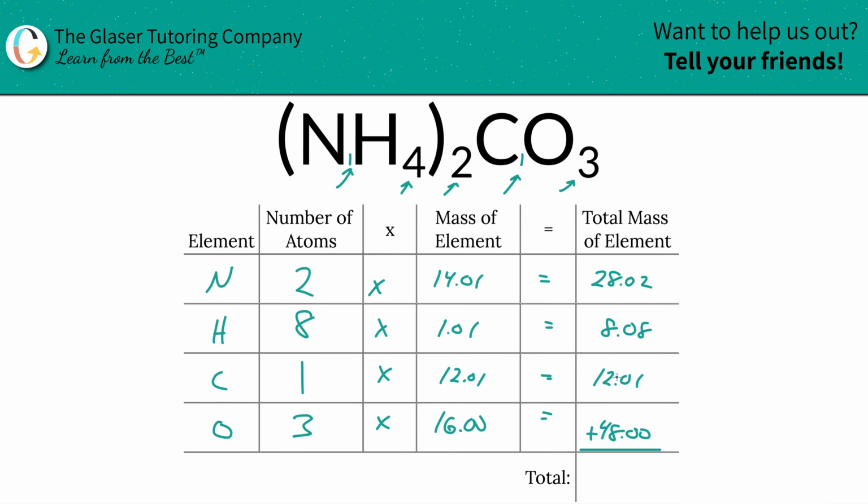Okay. And then to find, finally, the total mass of the entire compound, all you've got to simply do is add this column on up. All right, so 96.11, that's the total mass. And there you have it, right? That was the first step of the process, finding the total mass of the compound.